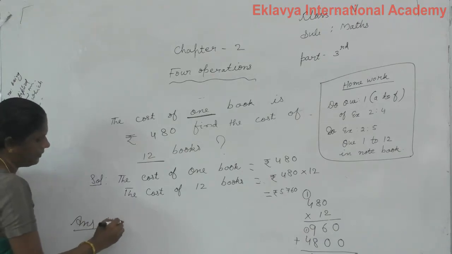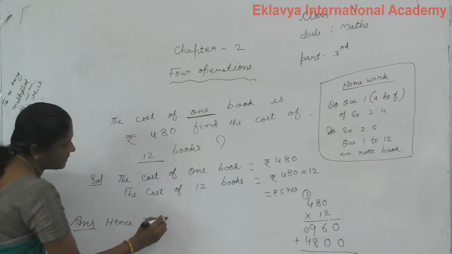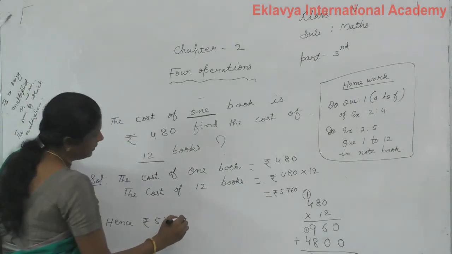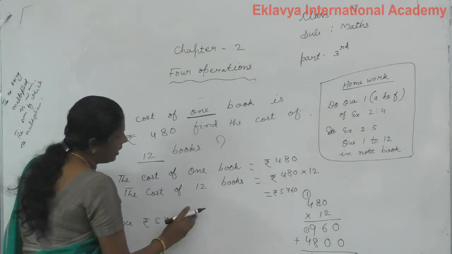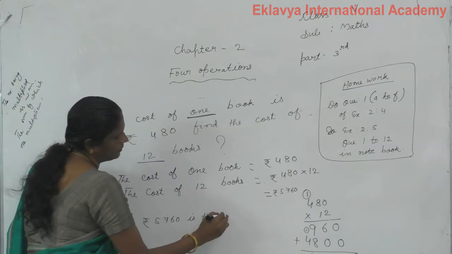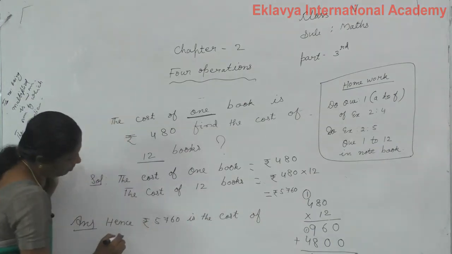Hence, rupees 5,760 is the cost of 12 books.